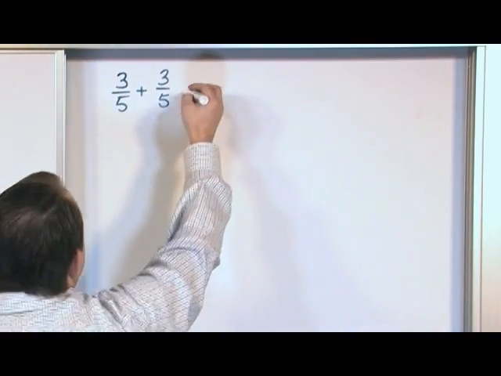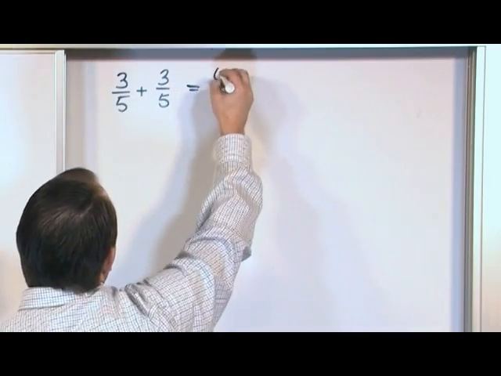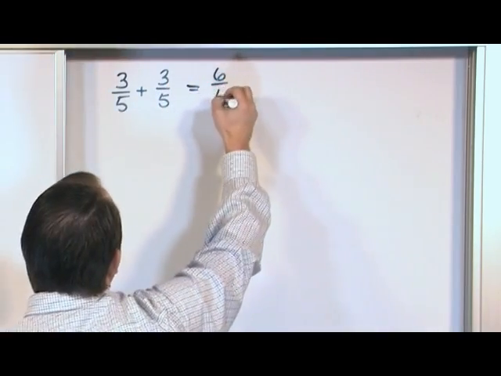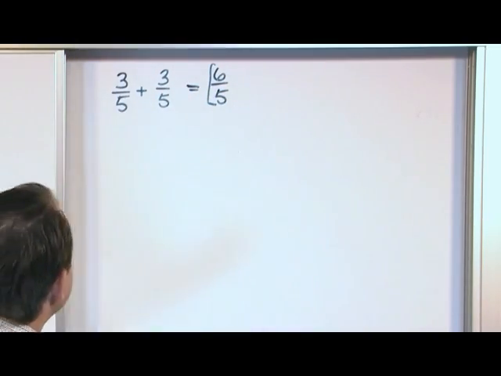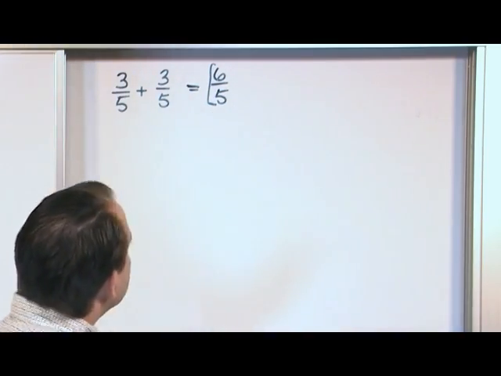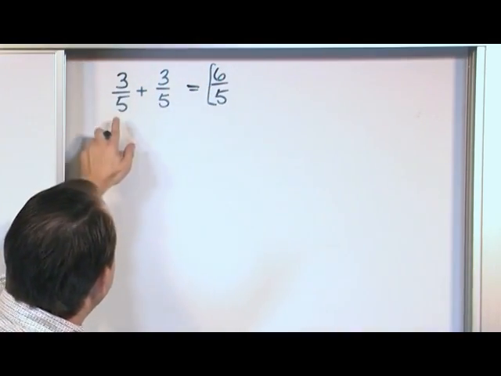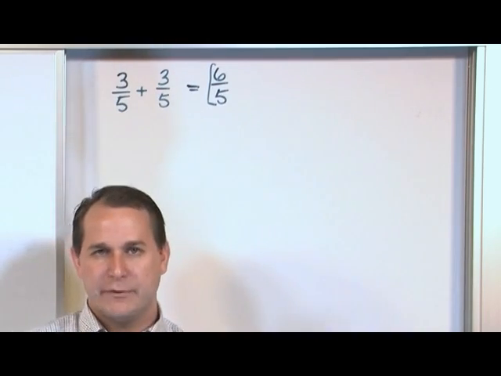If they are the same, all you do is add the top numbers. 3 plus 3 is 6. And you do not add the bottom ones. You just keep the bottom one. So you're going to get 6/5. You can try to simplify that, but in this case, you can't simplify it anymore, so you're done. Let me say it one more time. You add the top numbers to get the new top number. The bottom numbers, you do not add them. You just keep the bottom numbers.